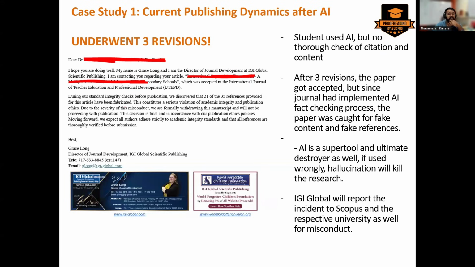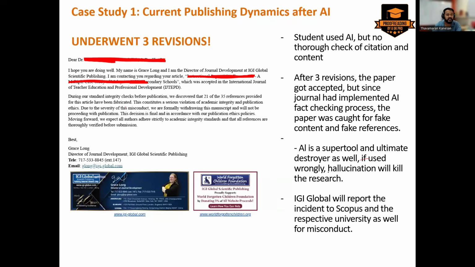All right. Fabrication won't be detected in Turnitin. Turnitin AI will detect AI writing, but that's why we are coaching the student to rewrite. So Turnitin AI also won't pick it up if we force the student to rewrite everything without using AI. But the initial content was still from AI. So after 3 revisions, very painful, two major and one minor, the paper got accepted. But since the journal had implemented an AI fact-checking process, the paper was caught for fake content and fake references. AI is a super tool and an ultimate destroyer as well.